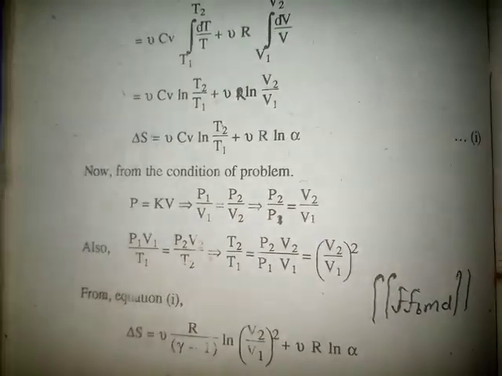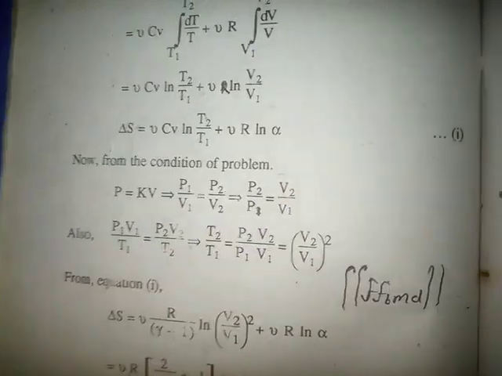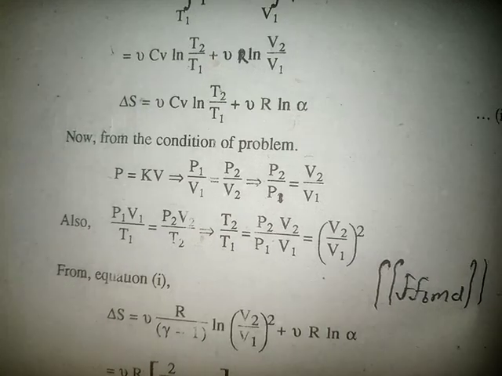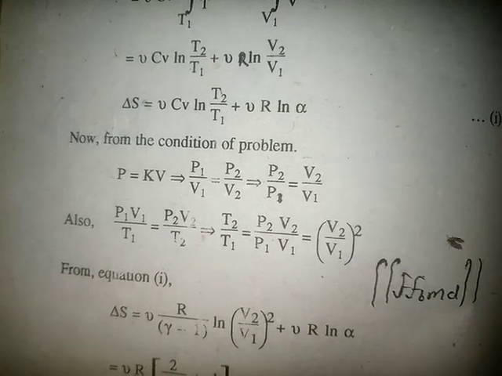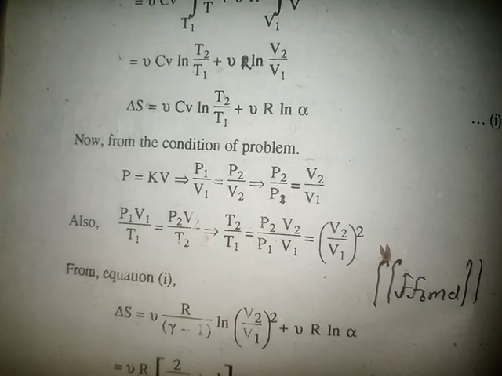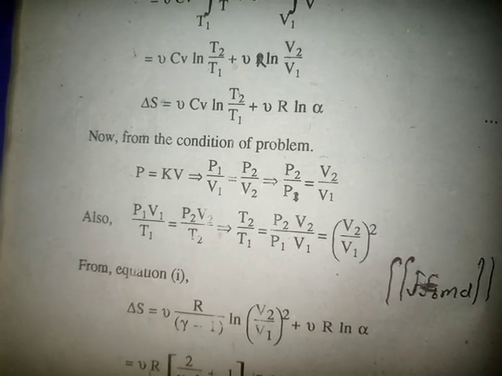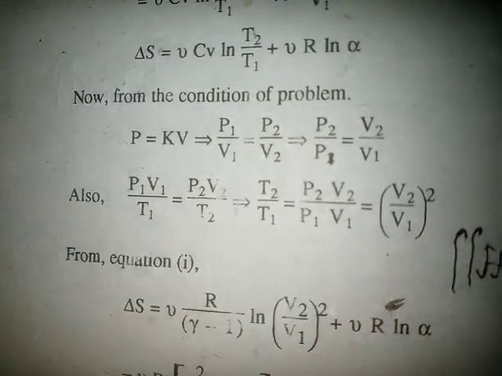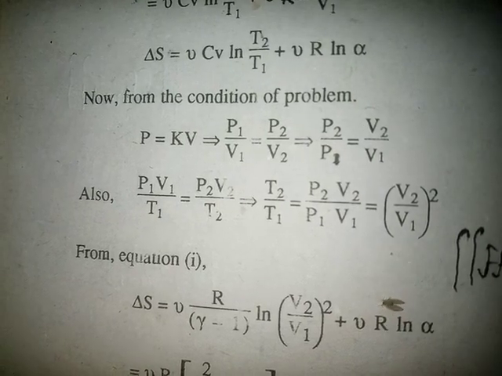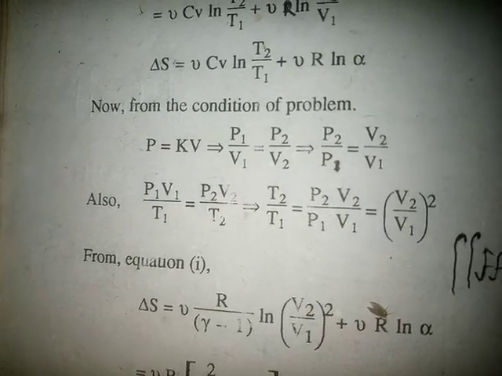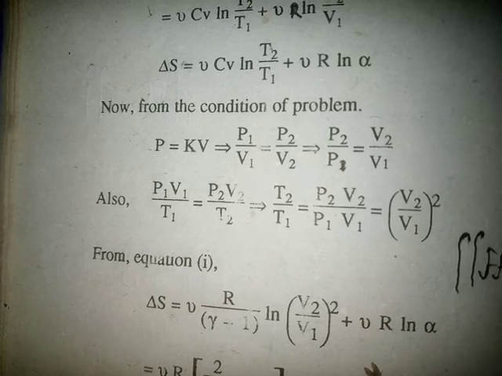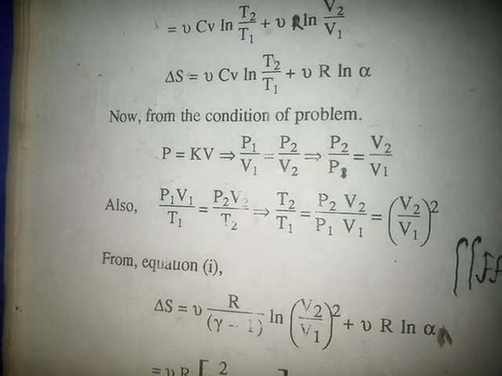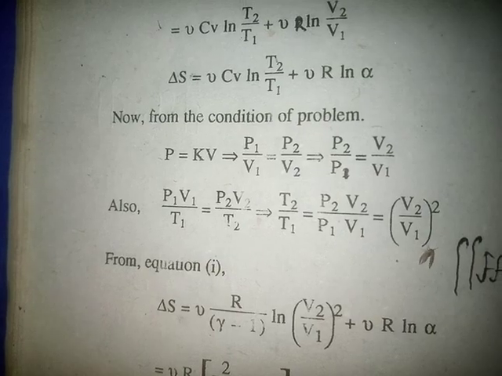Now from the condition of the problem, P equals KV, this implies P1 by V1 equals P2 by V2. This implies P2 by P1 equals V2 by V1. Also P1 V1 by T1 equals P2 V2 by T2. This implies T2 by T1 equals P2 by P1 into V2 by V1, which equals V2 by V1 the whole squared.